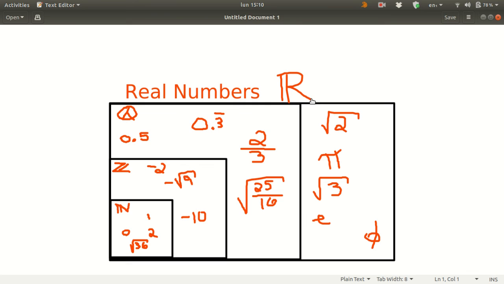But wait, what is this symbol for irrational numbers? Well, it's R minus Q, because this set is what is left over from taking away the rational numbers from the real numbers.